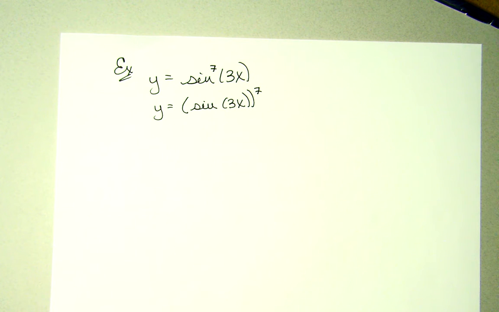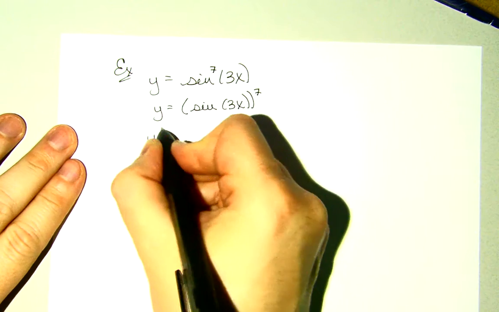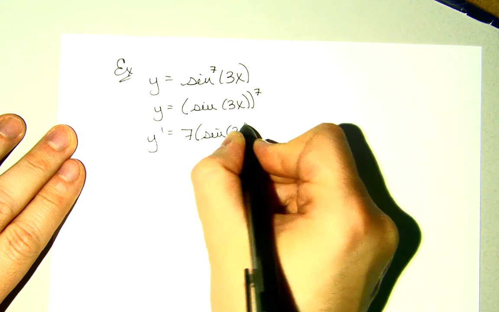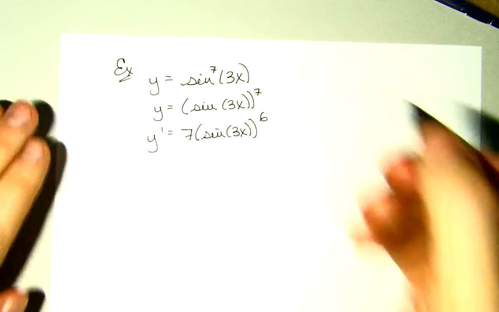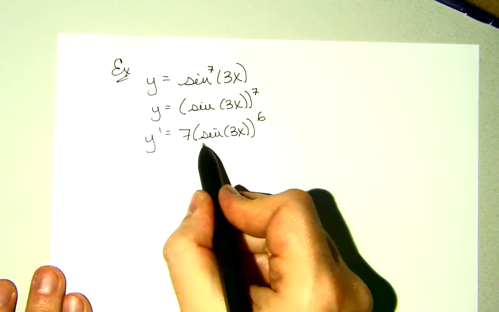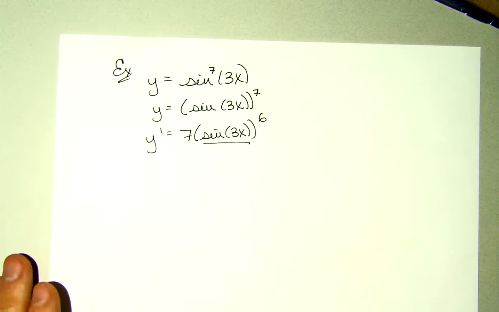Okay, watch this carefully. What is the outermost function? Something to the 7th. So our derivative is 7 times, leave everything, sine 3x to the 6th. But now I've got to do the derivative of sine 3x. What's weird about that? It's like a function inside a function. There's kind of like 3 layers to this particular problem.